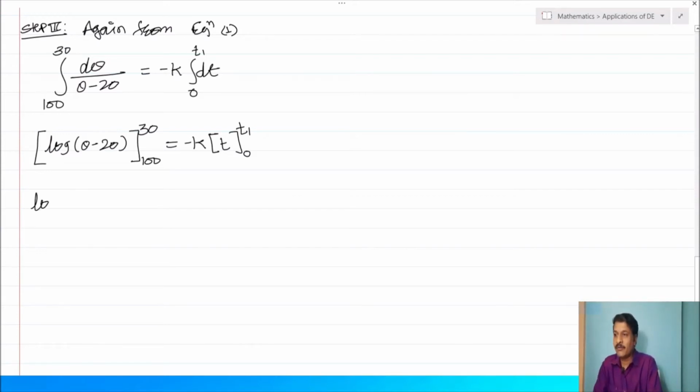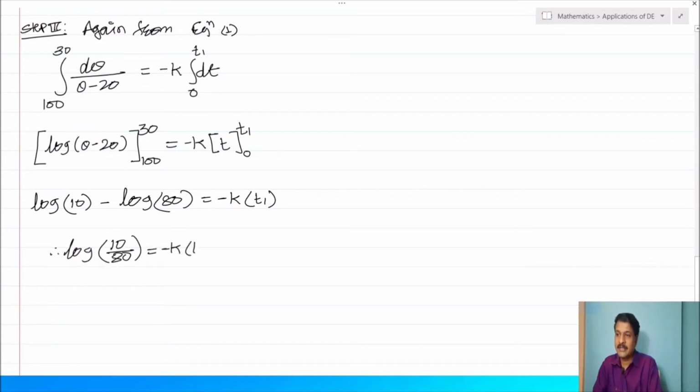So now log of the upper limit. Theta is now 30. What is 30 minus 20? It is 10, minus log of the lower limit, 100 minus 20, I am getting 80. And that is equal to minus k t1 minus 0. So I am getting t1. So it is log of 10 by 80, and that is equal to minus k t1.